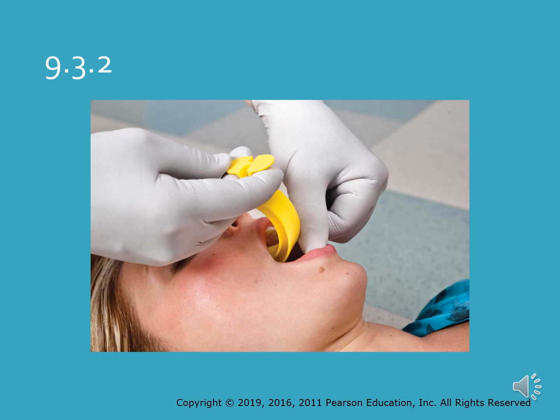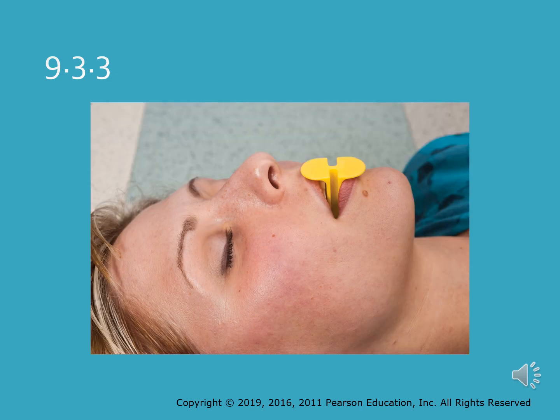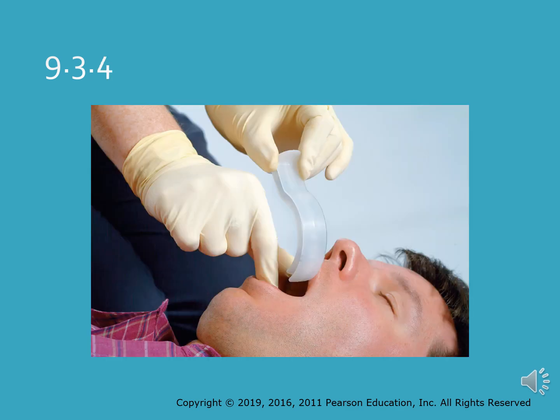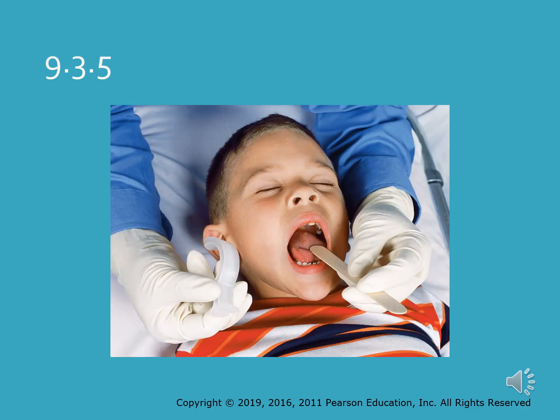Next, you're going to insert the airway with the tip pointing to the roof of the patient's mouth. When halfway in, you're going to rotate it 180 degrees. The flange should rest on the outside of the lips and never any farther than the teeth. An alternative method would be to go in at a 90-degree angle, insert the airway sideways, and then rotate it 90 degrees. Another alternate method in a child is to insert an oropharyngeal airway using a tongue depressor.